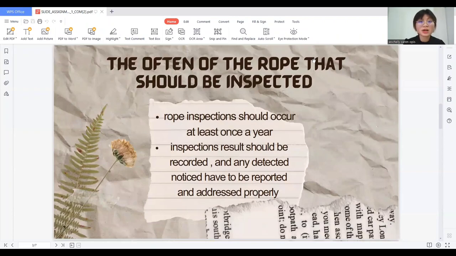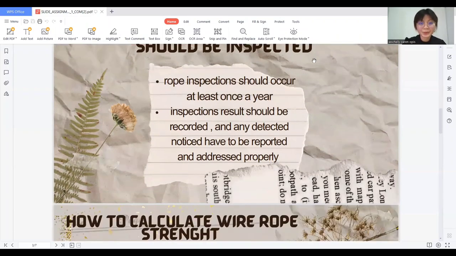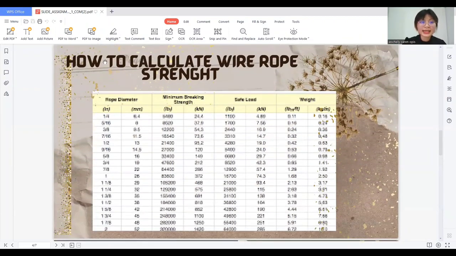The second slide is the options of the rope that should be inspected. The first point is rope inspection to occur at least once a year. The second point is inspection results should be recorded and any detected notice has to be reported and addressed properly. Again, this is how to calculate wire rope stretch. This is the figure, the example for calculating wire rope.